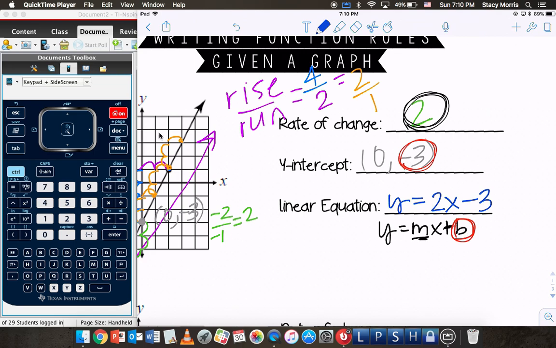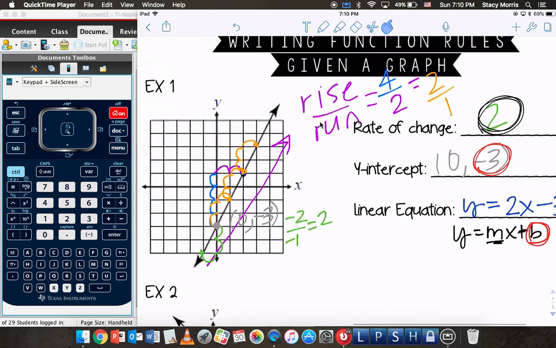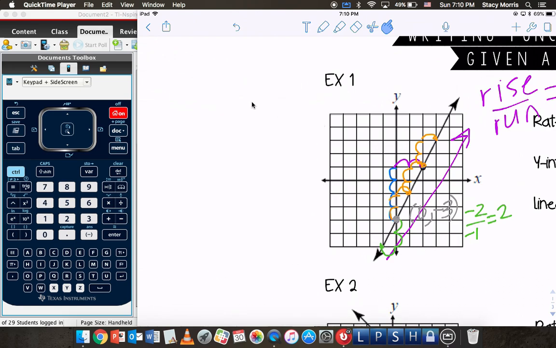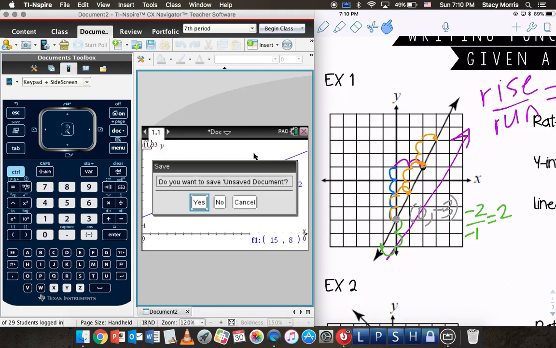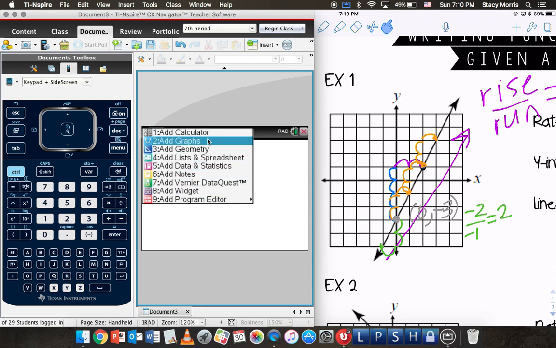One way I could check that just very quickly is go to my calculator and type that in. Y equals 2x minus 3, and it should look like that picture right there. So minus all the writing, obviously. So if I go to a new document, no, I don't want to save, add a graph.